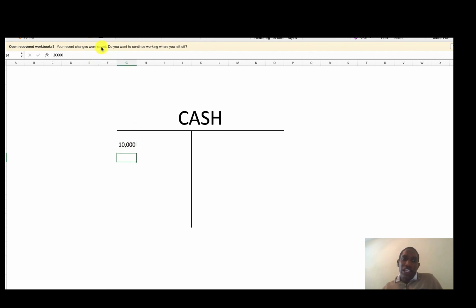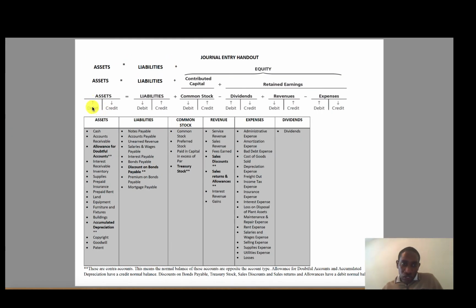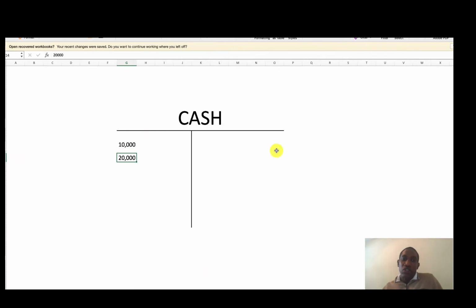And if I said cash increased again by $20,000, I would put it on the left side. So anytime you see something on the left side for cash, it's because cash follows this rule. Now, when I have a decrease in cash of, let's say, $5,000, where would I put it? I would put it on the credit side, or the right side, okay? So that's basically how a T account works. When you want to increase the account, you put it on the left side for assets, and when you want to decrease the account, you put it on the right side.